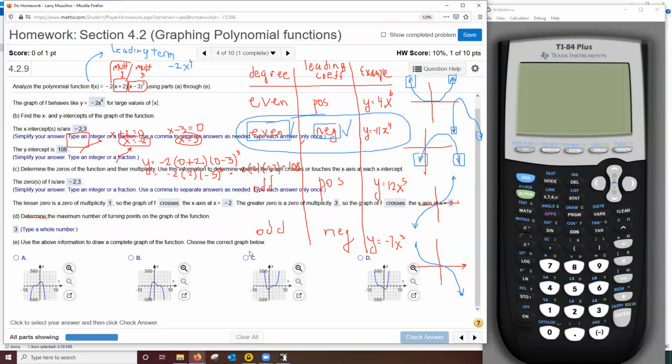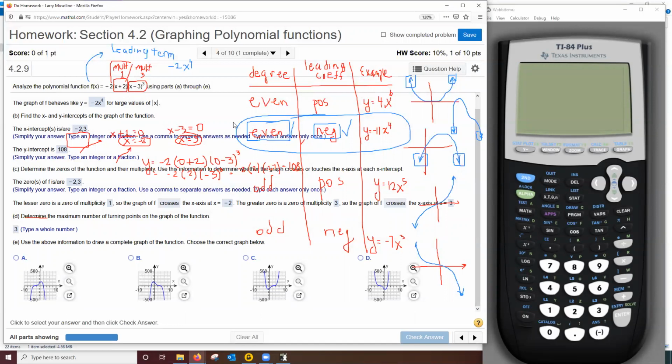All right, last item is they want me to select the correct graph here. Well, let me do this without the calculator first, then I'll use the graphing calculator.